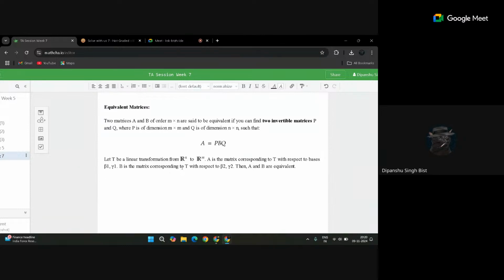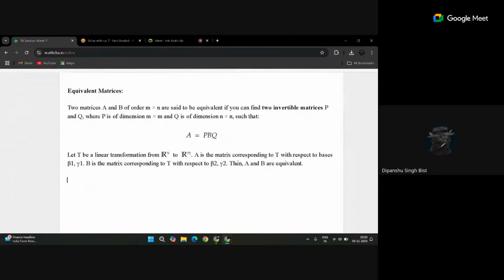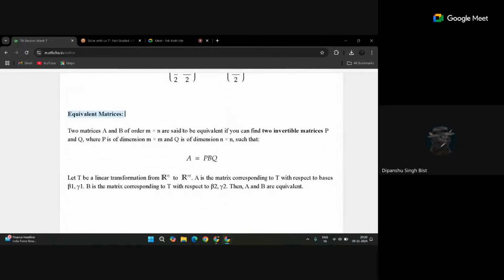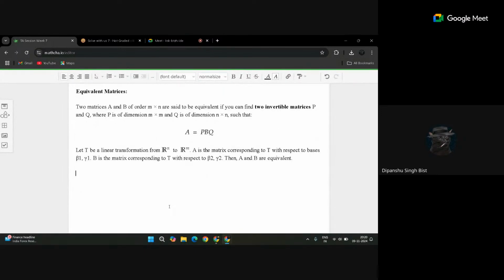So any doubts till this point? So can you explain the second point again? Okay, the second point is, see what equivalent matrices are. If I give you any transformation, any function, transformation is nothing, just a mapping, right? So in week 6, we saw that for every transformation, you can define one transformation matrix, correct?